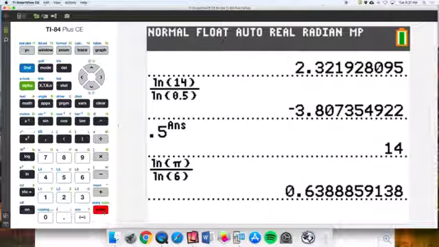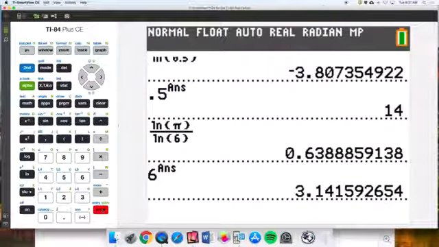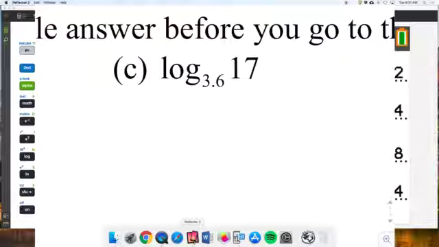0.638. All right, so that is a fraction. So that's a little bit more than the square root. Okay, so let's check it. We're now going to take the base 6, and we're going to raise it to that power, and we get 3.141592654. And y'all recognize that as what irrational number? Pi. Yeah, cool.